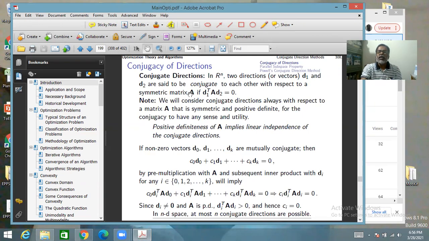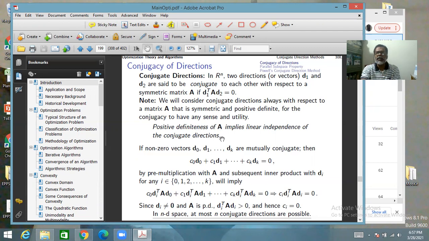Okay? Now, conjugacy of directions is of little utility unless the matrix sitting inside is positive definite also. So now onwards we will discuss conjugacy of directions always with respect to a symmetric positive definite matrix. Now, what does positive definiteness do to the conjugate directions? Positive definiteness of the matrix A implies linear independence of the conjugate directions. That is, if they are conjugate, then they have to be linearly independent.